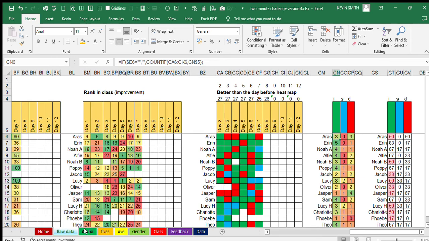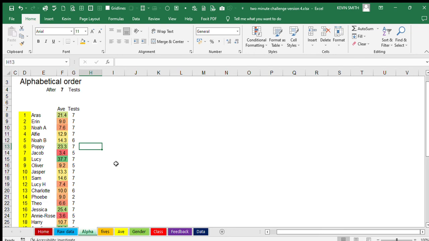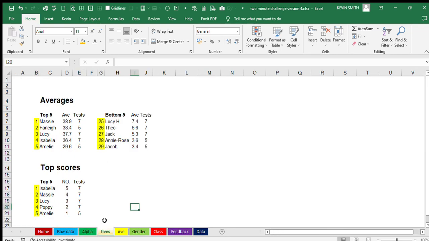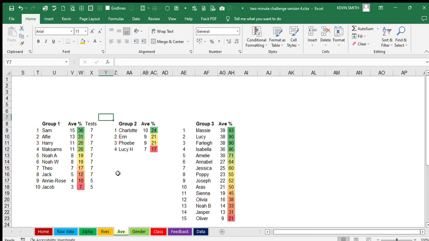On to alpha. This is the alphabetical order with the averages and how many tests they did. This is the 5s sheet, which shows the averages, top scores, and the bottom 5 averages. This is the average, but this is per group. So group 1, 2 and 3, and their averages, percentage and their test score.